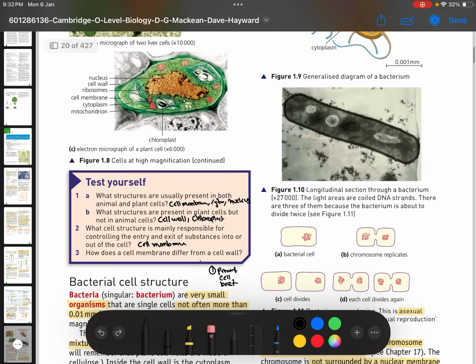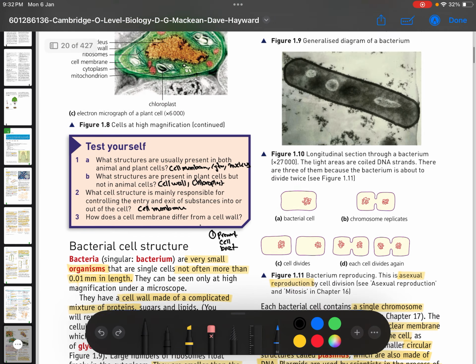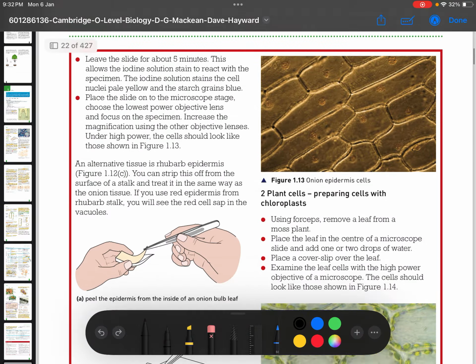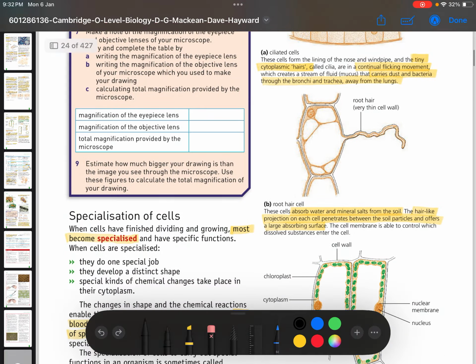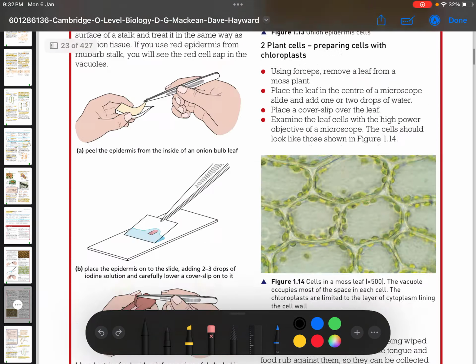This is the first part. I will make a second part regarding bacterial cells, and then we will do specialized cells, and that would be fun too in the next video.